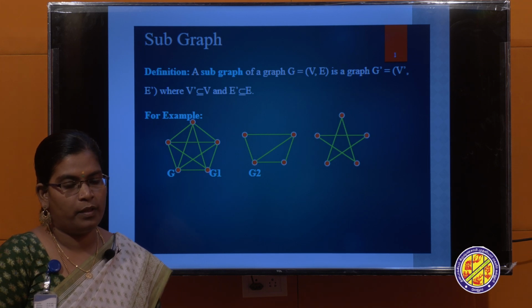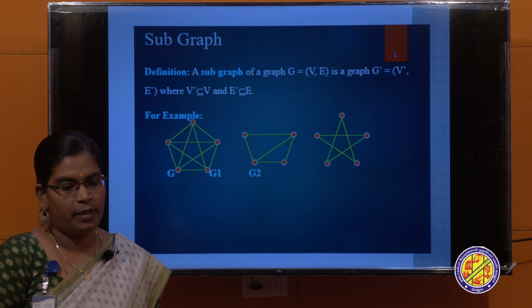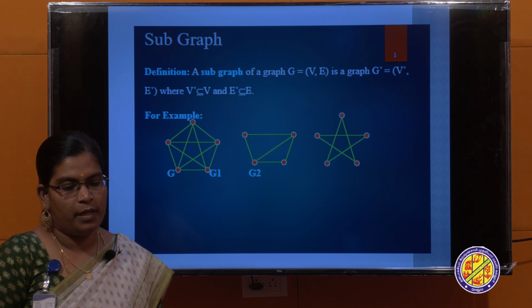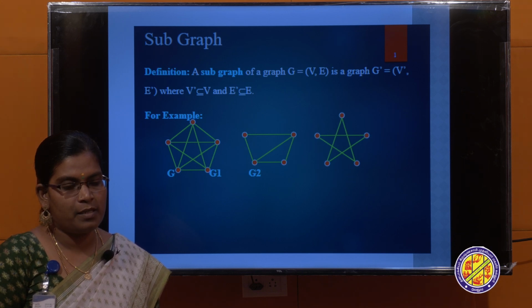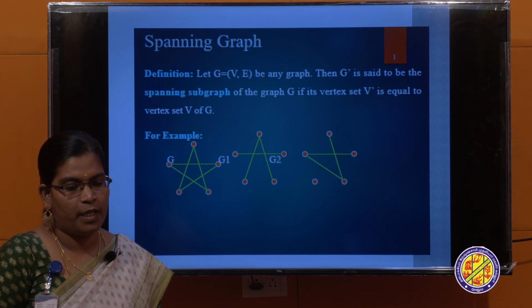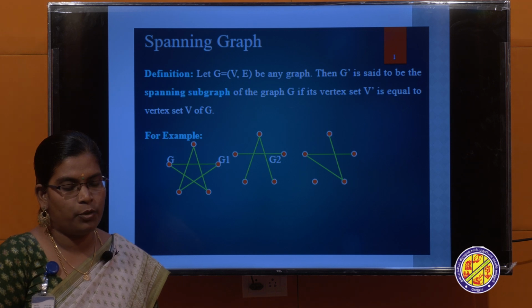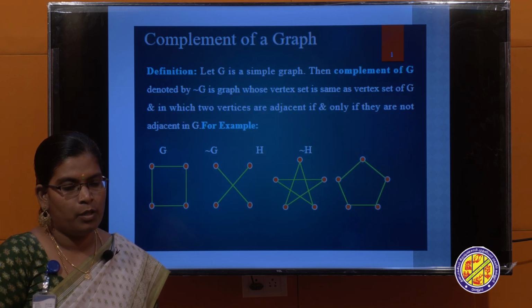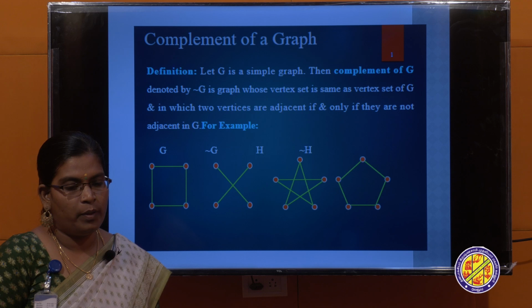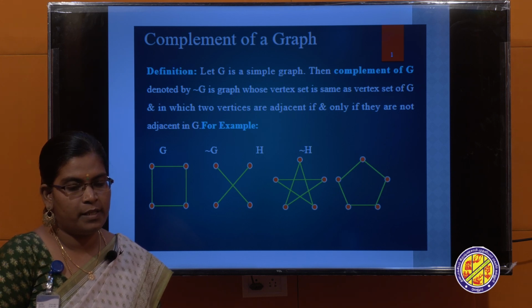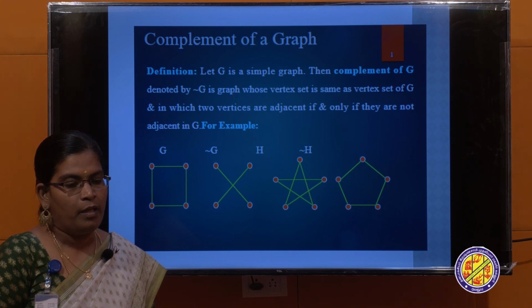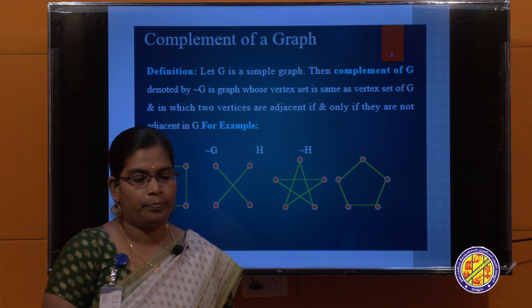Subgraph. A subgraph of a graph G is a graph G dash of V dash comma E dash, where V dash is a subset of V and E dash is a subset of E. Spanning graph. A graph G dash is said to be spanning if the vertex set V dash is equal to the vertex set V. Complement of a graph. The complement of a graph G has the same vertex set as G, and two vertices are adjacent if and only if they are not adjacent in G.